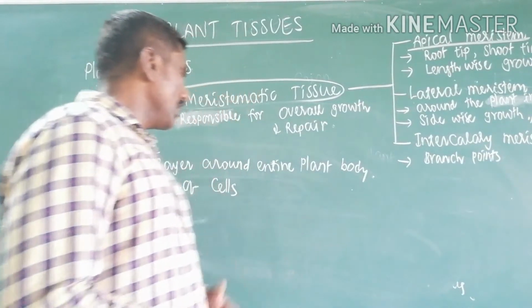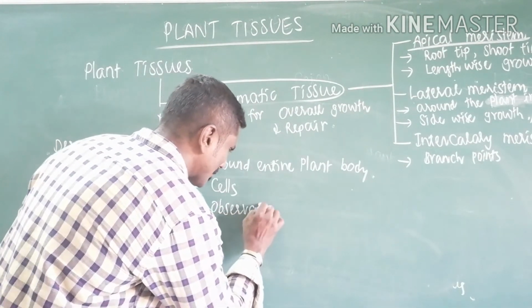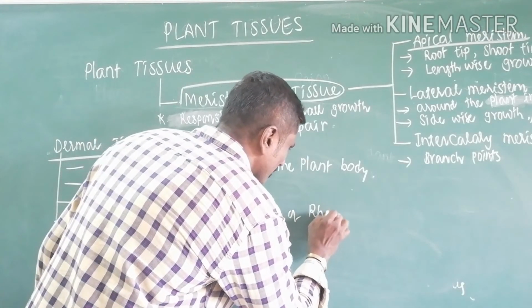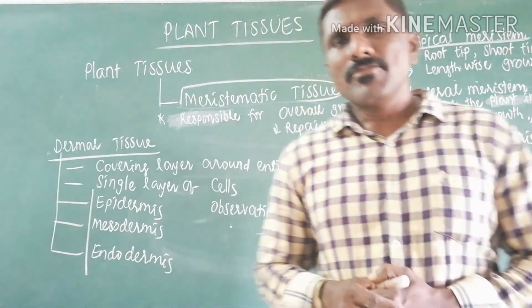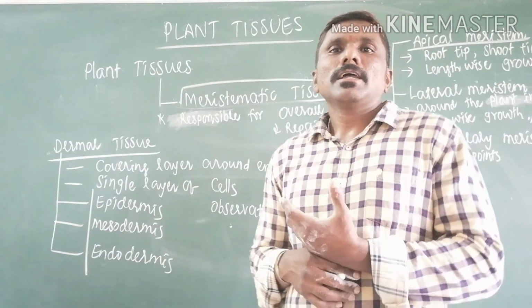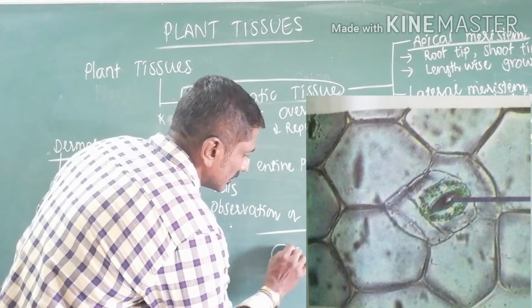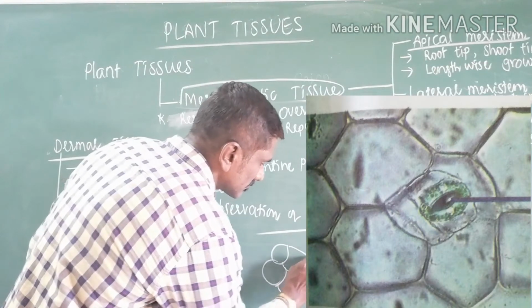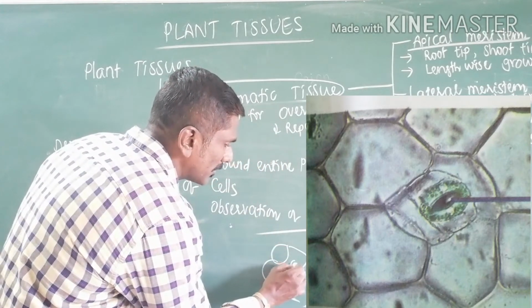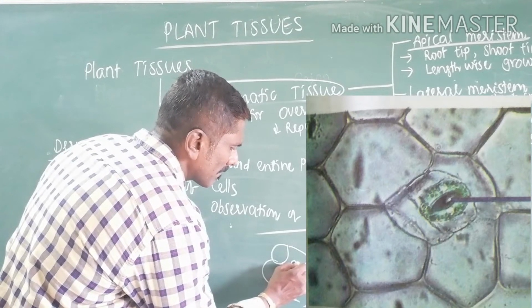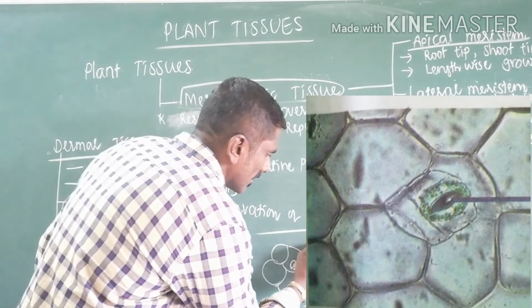When you observe the dermal tissue of a real leaf, take the leaf peel of a real leaf in a single stroke, put it on a slide, cover it with a cover slip and observe it under the microscope. You will get the cells like this here. And in this leaf peel, we will observe minute pores which are called stomata.